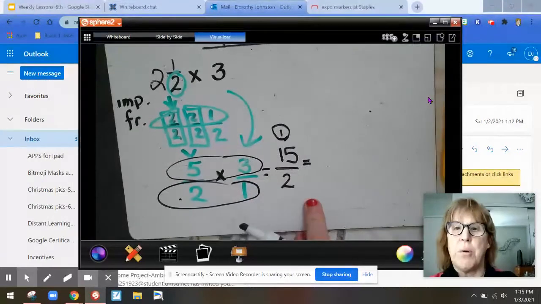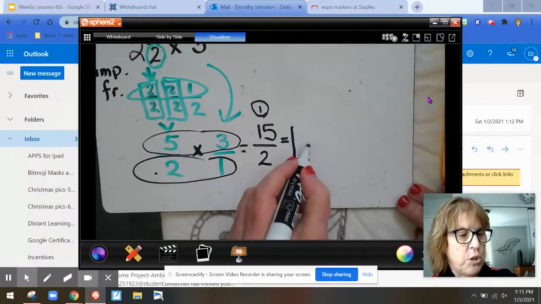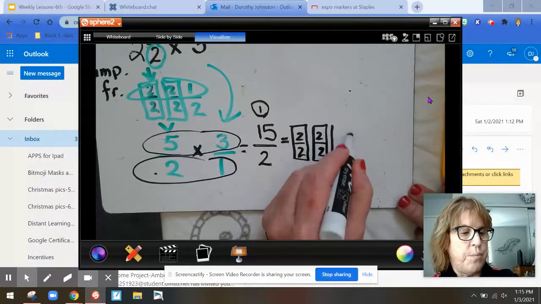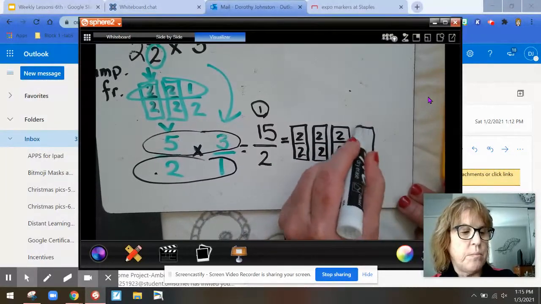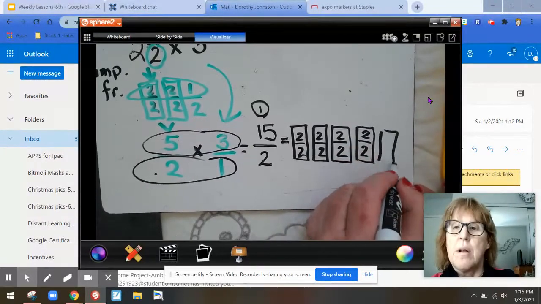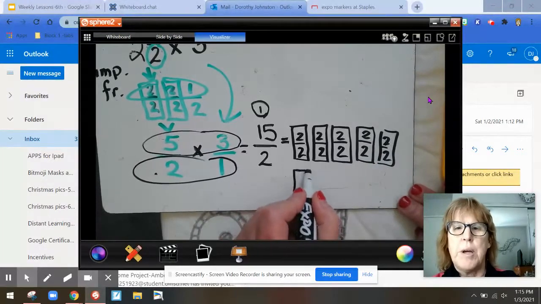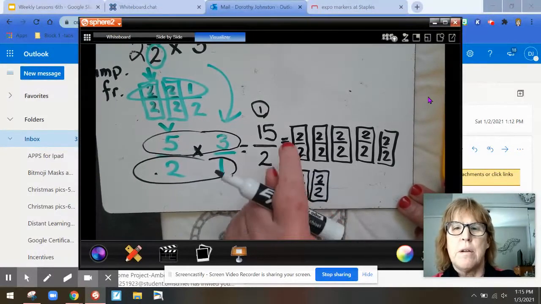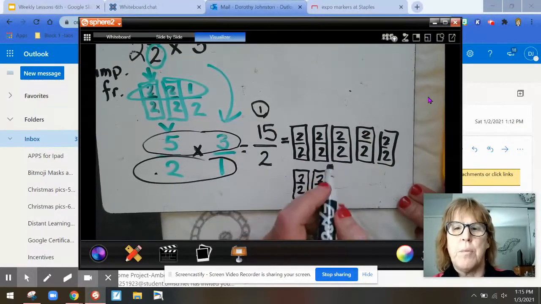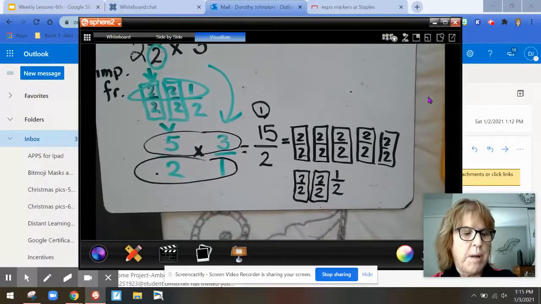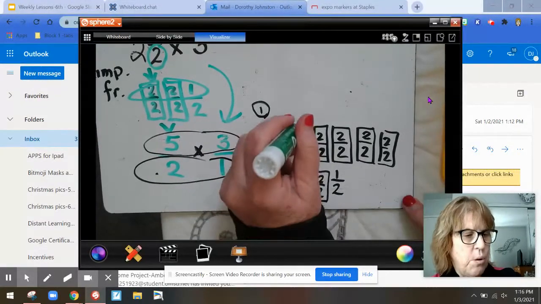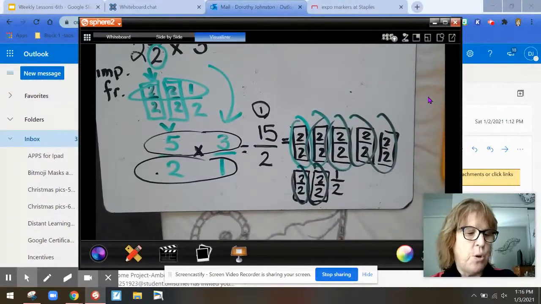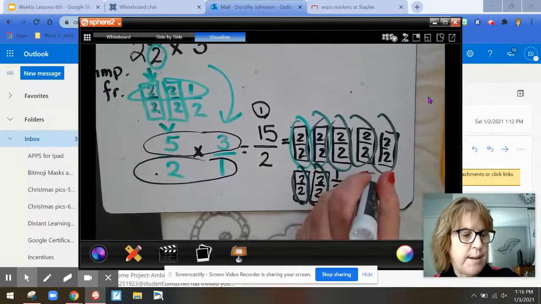Answer number 2 is this is an improper fraction. We need to change this to a mixed number. So let's see, our denominator is 2. We're going to have a lot of these. We're going to have 2 over 2, and now we have 4. Now we have 6. Now we have 8. Now we have 10. Keep going. Now we have 12. Now we have 14, and we need one more to make it 15. So how many wholes do we have? We have 7 wholes and a half.